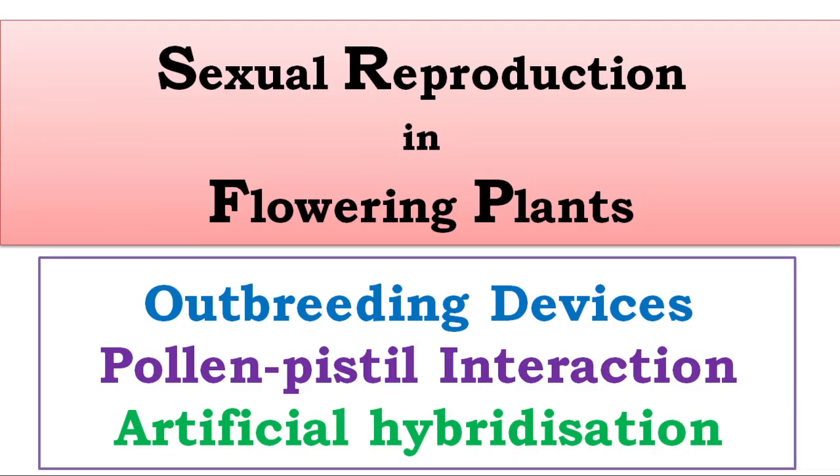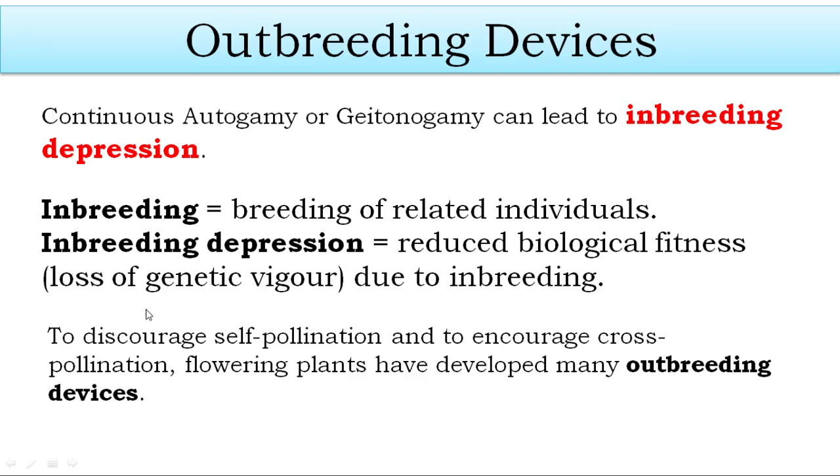So in this video on chapter number 2, sexual reproduction in flowering plants, we are going to discuss three small topics, and they are outbreeding devices, pollen-pistil interaction, and artificial hybridization. So first let us try to understand what we mean by outbreeding devices.